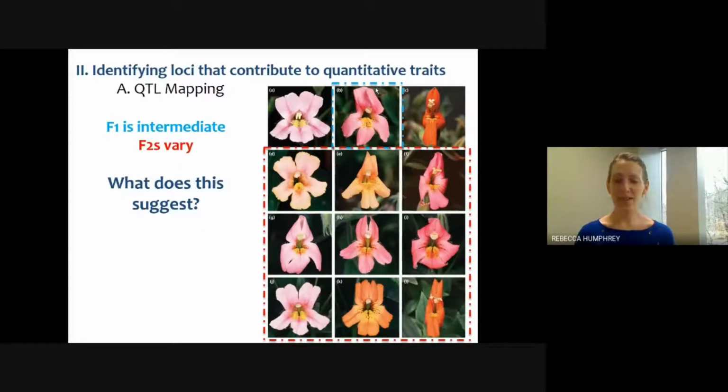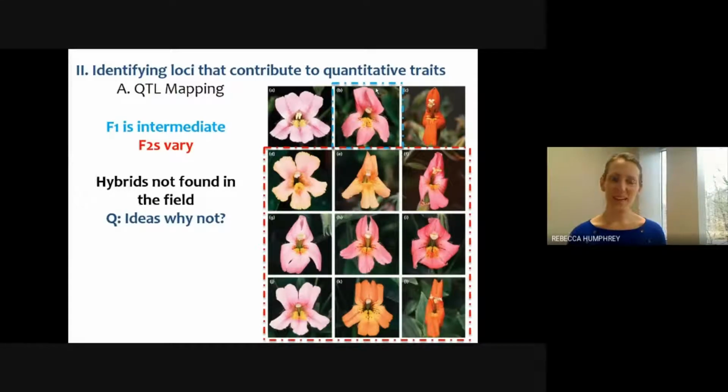Okay, variation among our F2s suggests a couple of things. One, that the phenotypic differences are determined by underlying genetic differences. And specifically, we are looking at a case with multiple genes involved, a quantitative trait. Okay, if this was just one gene, our simple Mendelian model, in our F2s, we would have our 1 to 2 to 1 ratio.